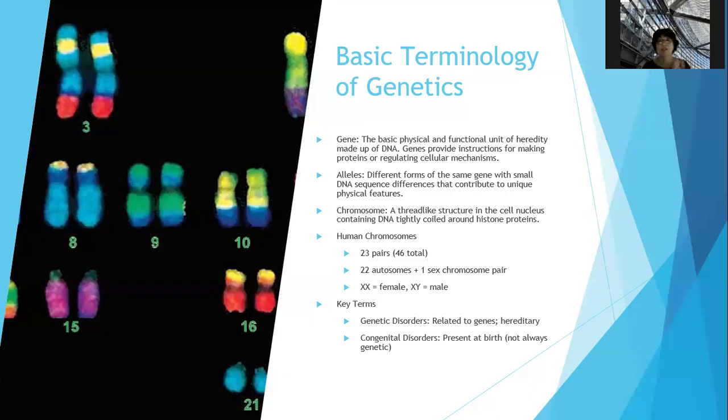We'll talk about that. So, the key terms: genetic disorders relate to genes, so they're inheritable. So your parent had a different gene mutation or something like that, and it gets passed on to you. Congenital disorders are present at birth, but they're not always genetic. So cerebral palsy is a good example of that. It's not genetic, it can't be passed on through the genes, but it is present at birth, and it's non-progressive, but you have it for your whole life.